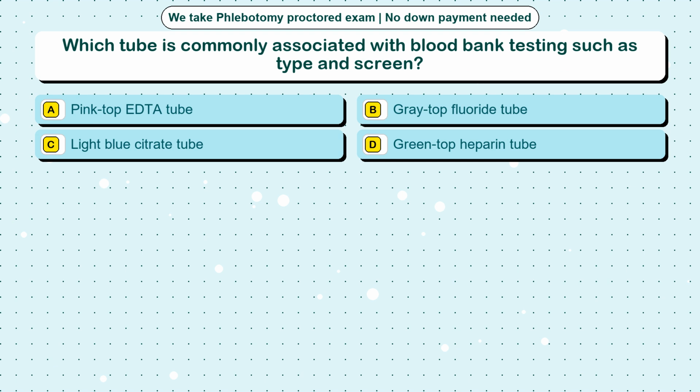Question 95. Which tube is commonly associated with blood bank testing such as type and screen? Option A. Pink top EDTA tube. Option B. Gray top fluoride tube. Option C. Light blue citrate tube. Option D. Green top heparin tube.